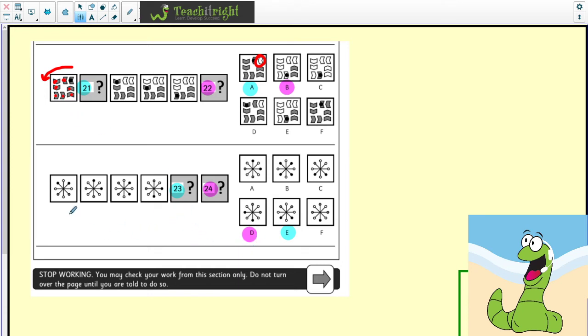Question 23, I would focus first of all on one of the colours, one of the coloured circles. So if we focus on the black, you can see that the black circles are gradually, the shape is rotating around in a clockwise direction. So where would the two black ones be?